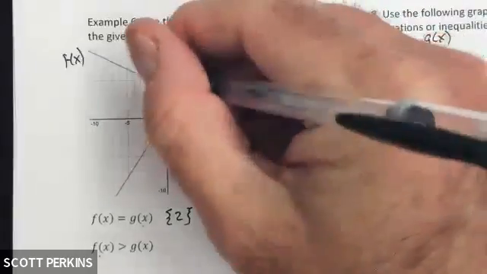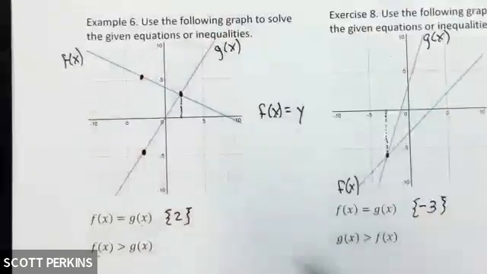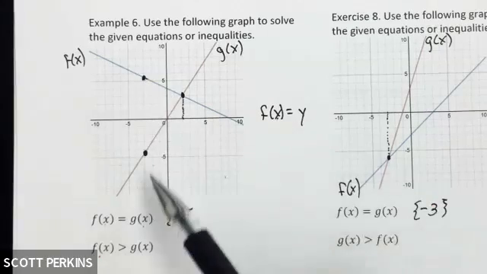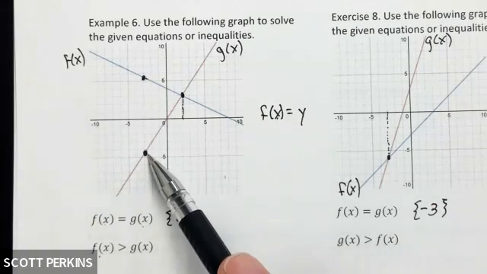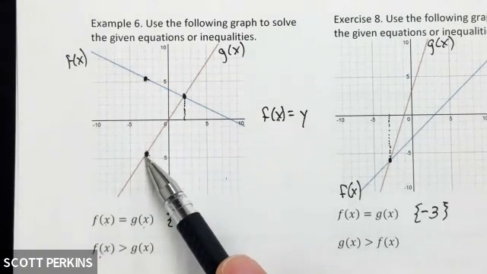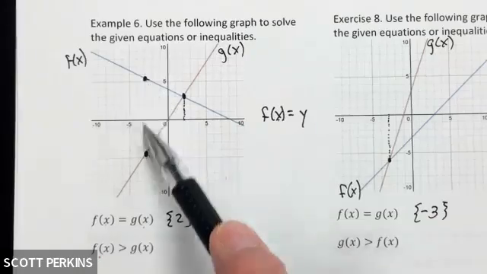So let's just right here, here's my y value for f, here's my y value for g. Which one's bigger, the y value for f on the blue graph or the y value for g? Which one's bigger, the blue graph or the red graph at this point right here? The blue graph, f, is bigger than g.